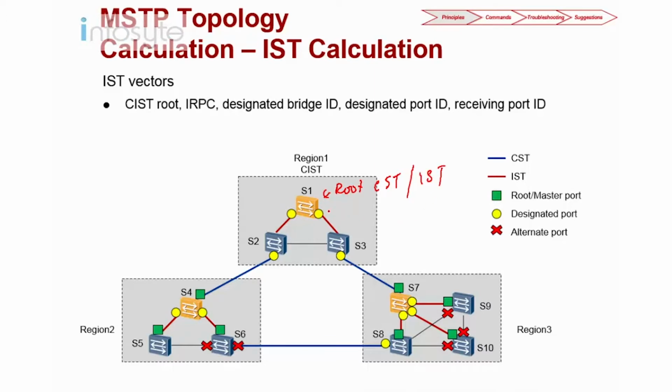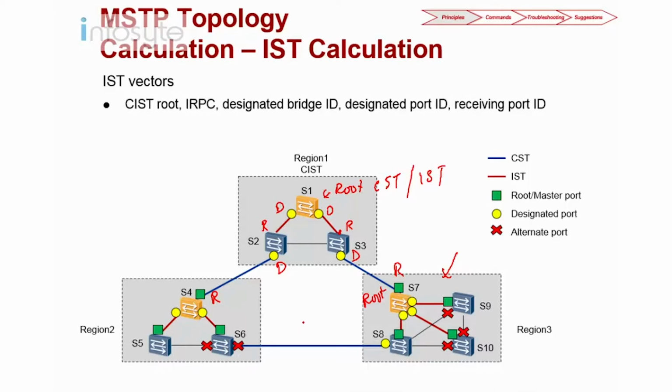Now here we have the root for our CST, and this is also the root for our IST. Since this is the root, this port becomes the designated port, and here we have the root port. The port on S3 is the same: here a designated port, and here the root port. So both sides will be the same. Now if we focus on region 3, this is the root, and since it is the root, here we have all the designated ports, and this is the alternate port, because they calculate based on the root path cost.